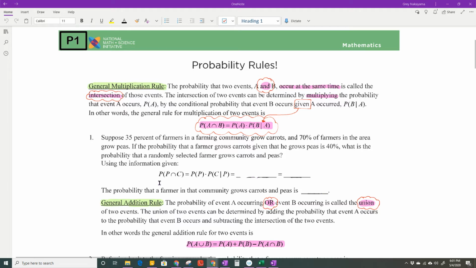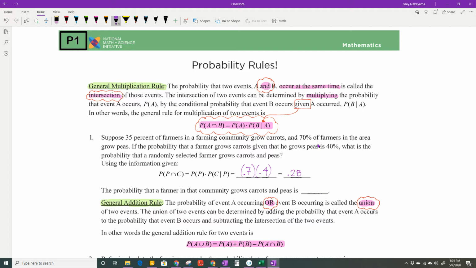So the probability of peas and carrots is the probability of peas times the probability of carrots given that peas has happened. So in our problem, what is the probability of peas? Well, it's 70%, which is 0.7. And the probability of carrots, given that he grows peas, right here is 40%, or 0.4. So I multiply those together and I get 0.28. If you want to write that as a percent, it is 28%.